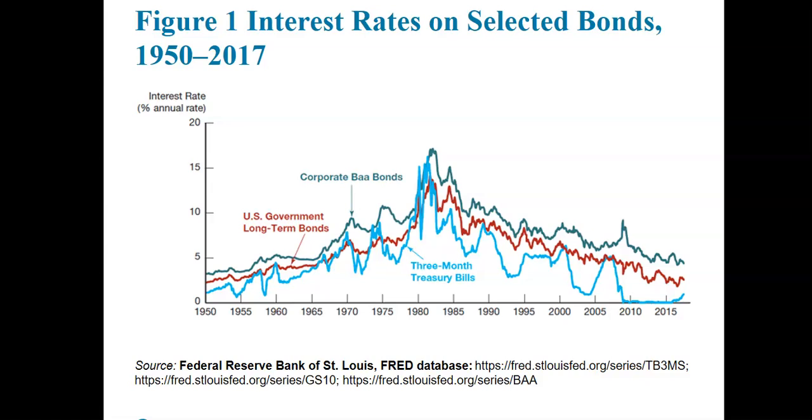What this chart shows us is how the interest rate has fluctuated on specific bonds from 1950 to 2017. As we can see in the 80s, we had higher interest rates than any of the other years. And 3-month treasury bills have suffered the most in recent years for the amount of interest available on them.